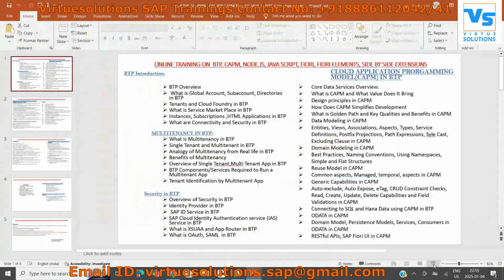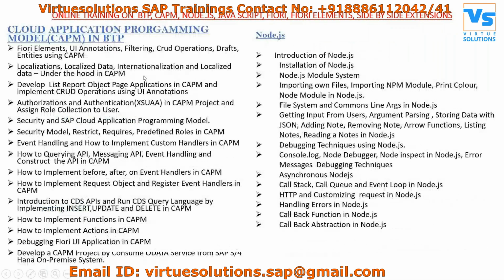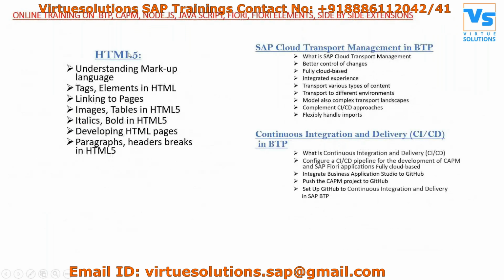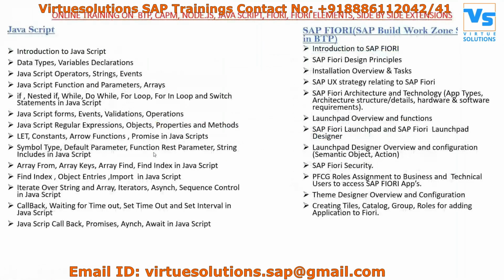So the training will quick start with BTP introduction again. We'll discuss the BTP overview, what is global account and BTP and everything. First I will quick start with HTML5, where we'll discuss what is HTML5, markup languages, tags, elements, links, images, italics, bolds, developing HTML, paragraphs, header, breaks, and HTML. Then I will go to JavaScript.